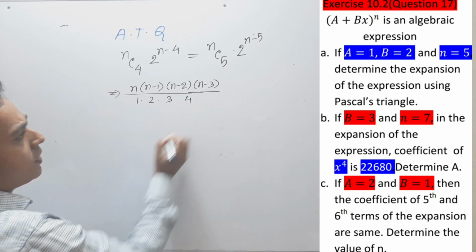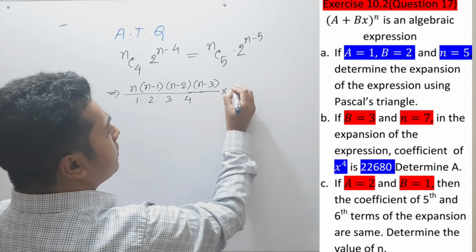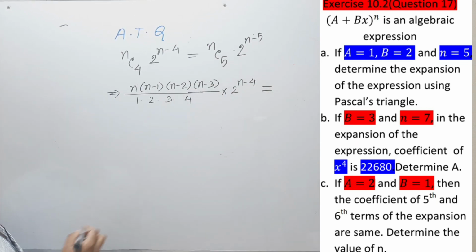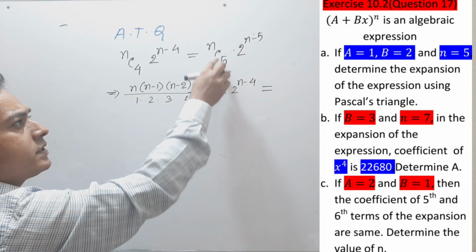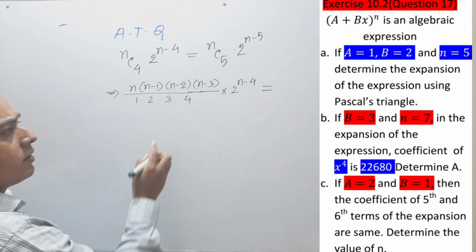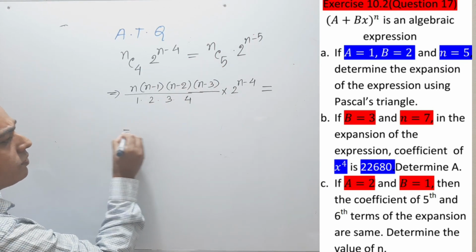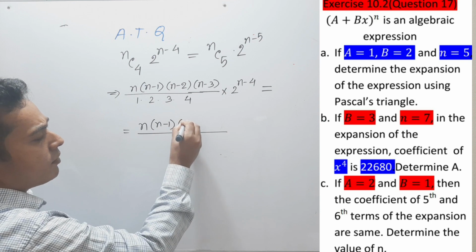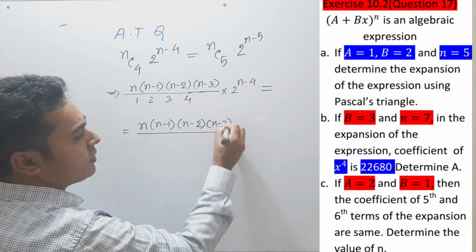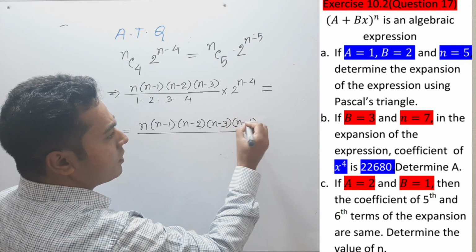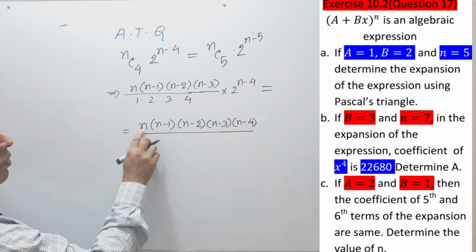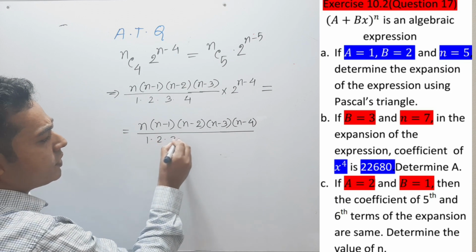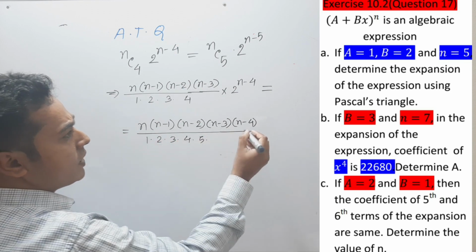Into 2 to the power n minus 4 is equal to, and in a similar way for nC5 we write 5 terms in descending order: n, n minus 1, n minus 2, n minus 3, n minus 4, and in the denominator 1, 2, 3, 4, 5, into 2 to the power n minus 5.